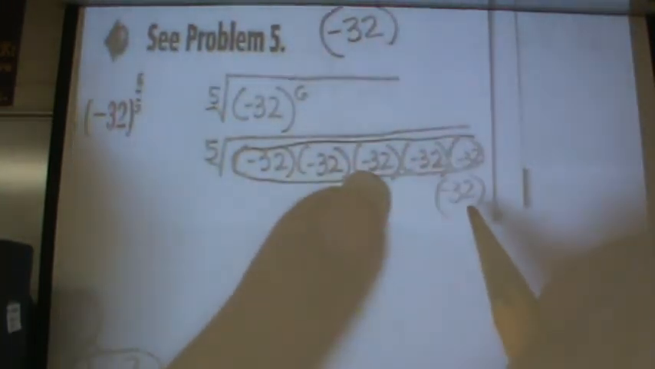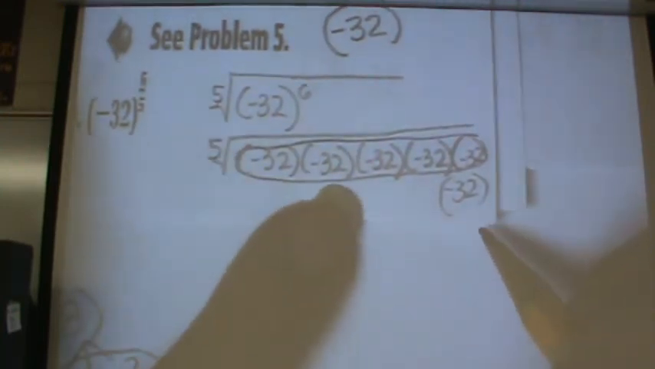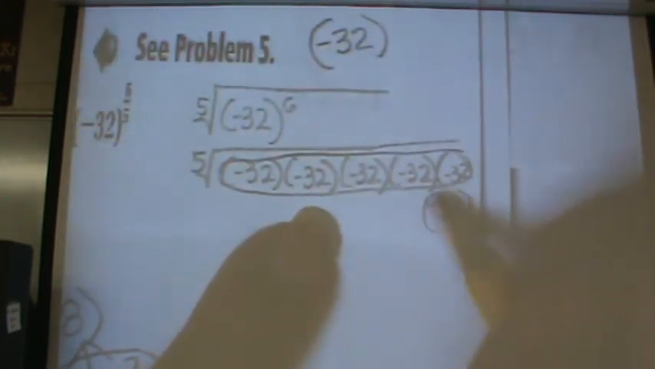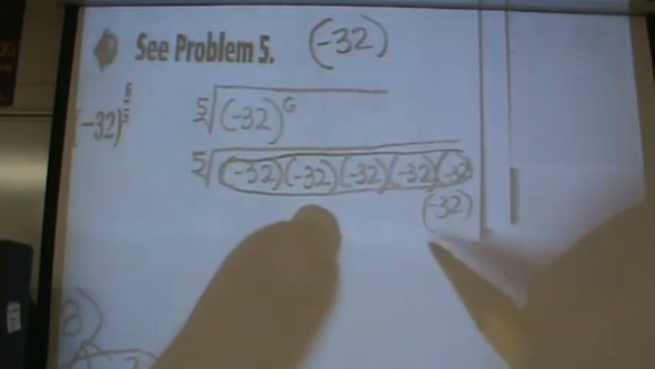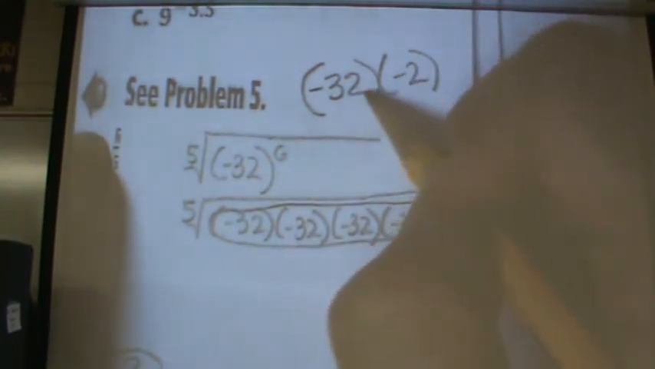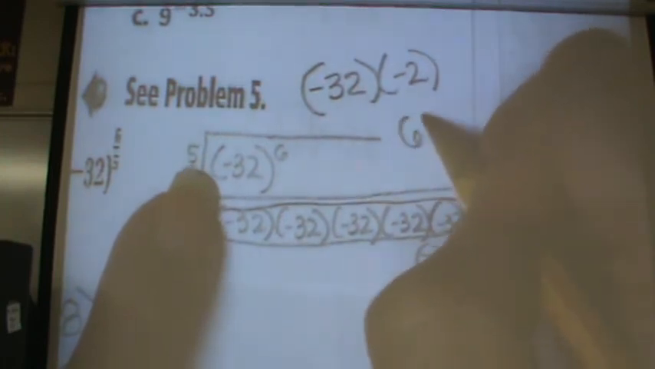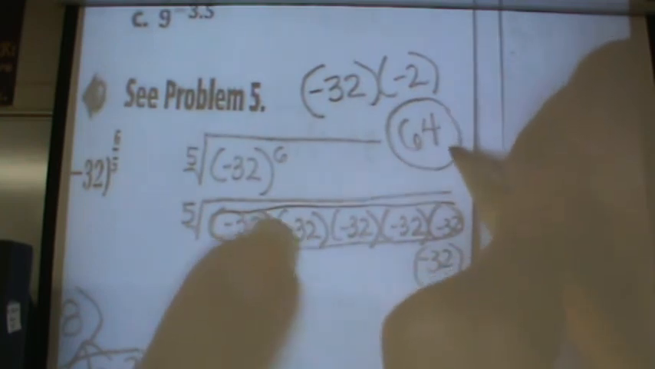Now, can you give me 5 numbers that multiply, that are the same, that give you negative 32? Negative 2. Negative 2 times negative 2 times negative 2 times negative 2 times negative 2 is negative 32. So think of this negative 32 as 5 negative 2's. Can you group those in your head and pull that negative 2 out? What is negative 32 times negative 2? Quickly. 64. So I think the answer is 64.